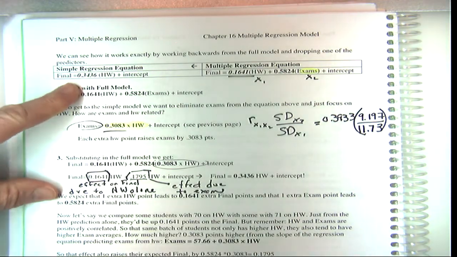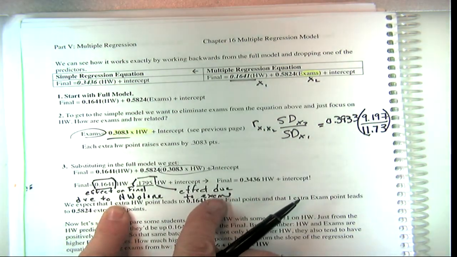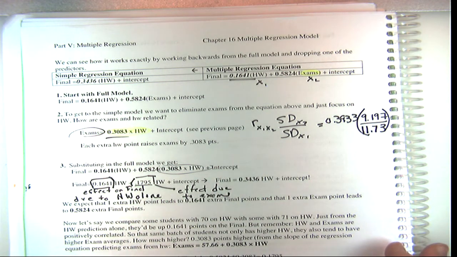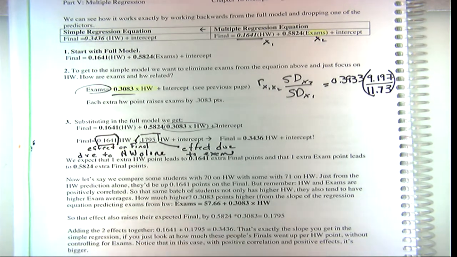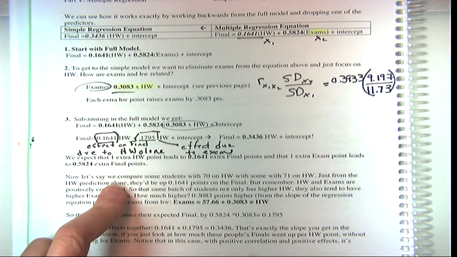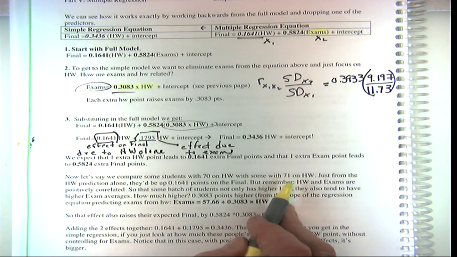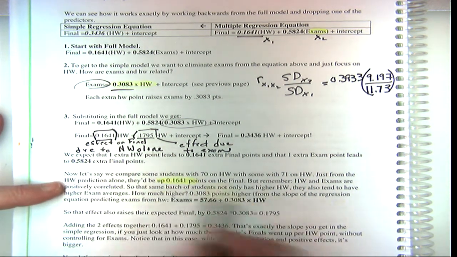So before you control for it, this is a very nice part of multiple regression. When you just look at the simple regression, you can't separate these out. But in the multiple regression, it does separate them out. All right, so that's what I say here. I explain it probably in a little more detail here. I say, let's say we compare students with a 70 on the homework with some that have a 71. So they go up 1 point in the homework. Just from the homework prediction alone, they'd go up that amount on the final.